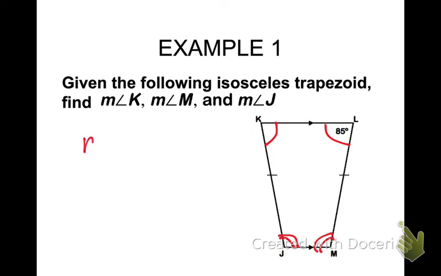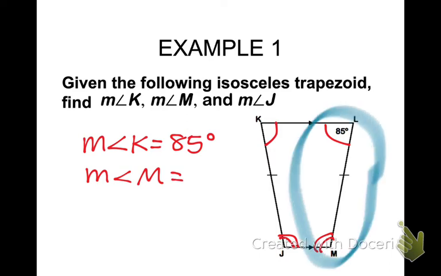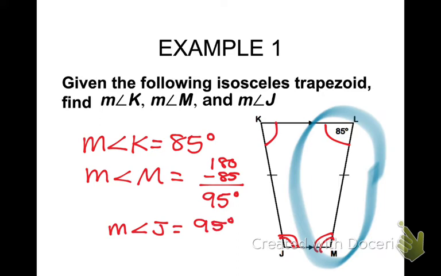So the measure of angle K will also equal 85 degrees. The measure of angle M, well, how can we find that? Well, M is down at the other base, but I do know that these will be supplementary because that's one of two sets of consecutive interior angles. So to find M, we're going to do 180 minus 85. So what would that put us at? 95 degrees? And then M and J are the same, so that makes the measure of angle J also equal to 95 degrees.